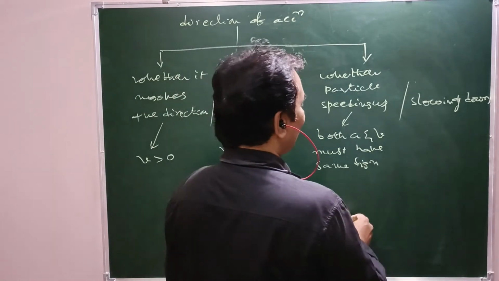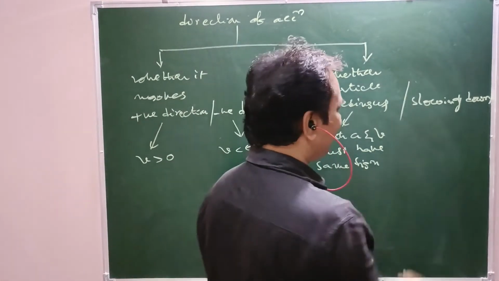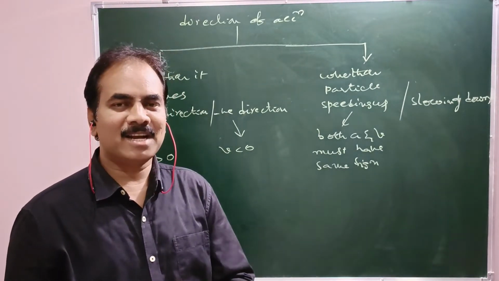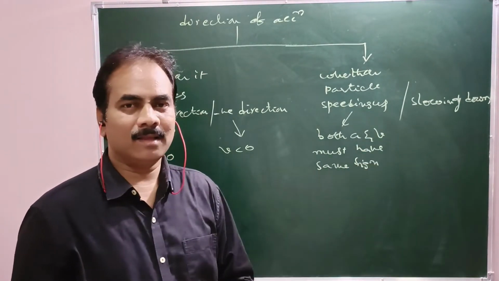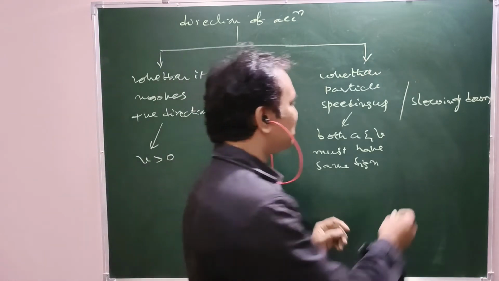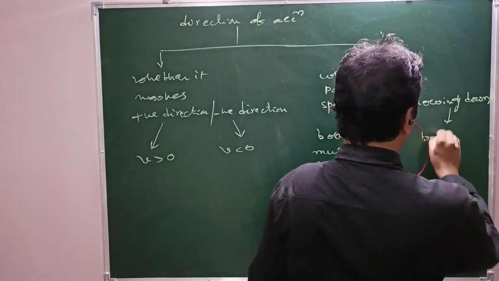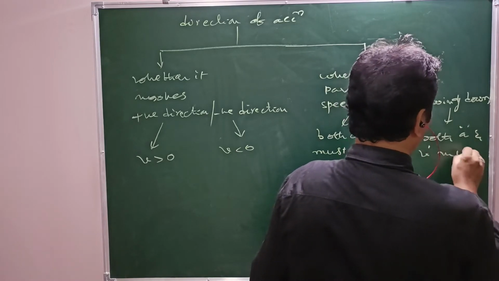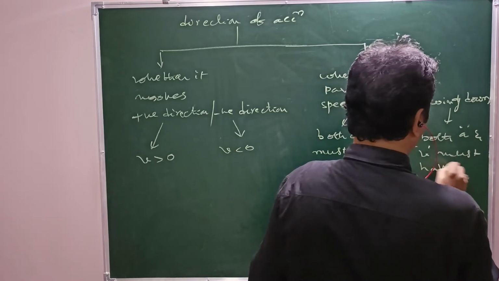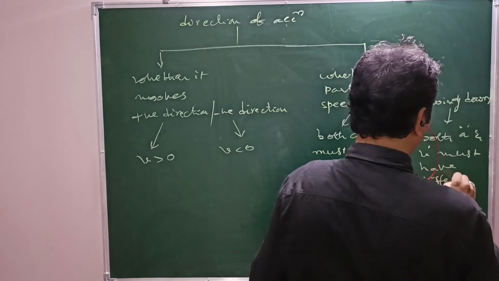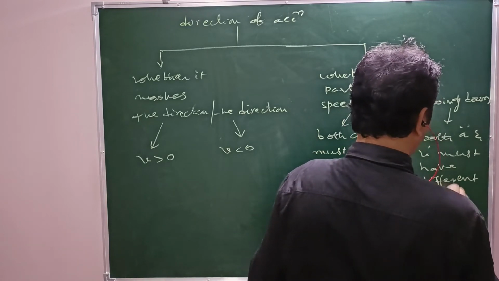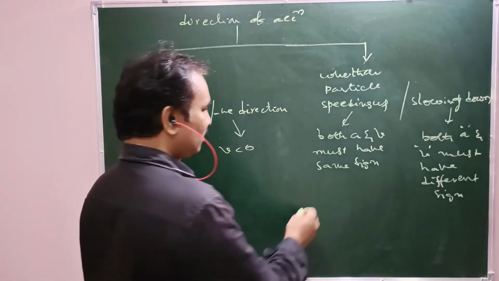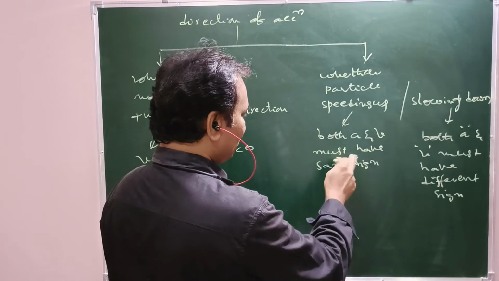Okay, right? When do we say that a particle is slowing down? It means both acceleration and velocity must have different signs. Both A and V must have different signs.